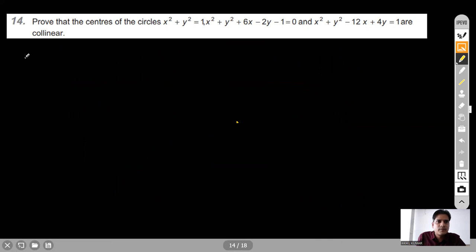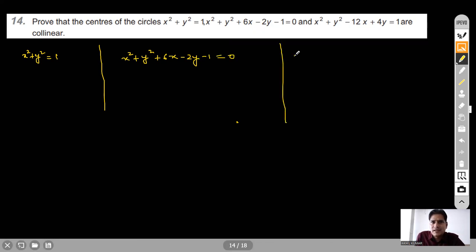Which are they? x square plus y square is equal to 1. The second circle is x square plus y square plus 6x minus 2y minus 1 equals 0. And our third circle is x square plus y square minus 12x plus 4y minus 1 equals 0. Now we have to find the centers of all these circles, and we have to prove that those three points will be collinear.